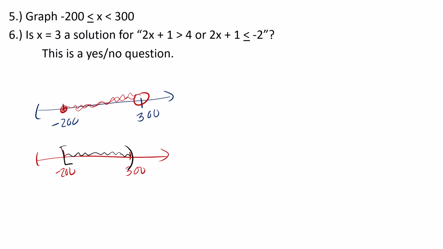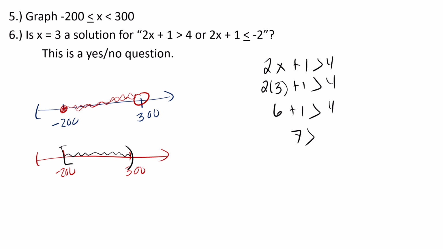And so we would look at this, and we might say 2x plus 1 is greater than 4. So we plug in the 3 to check, and we get 7 is greater than 4, which is true. Therefore, the answer is yes, it is a solution. It does not have to work for both. In fact, it can't. So if 3 does make this first one true, then by definition it can't make the other one true.